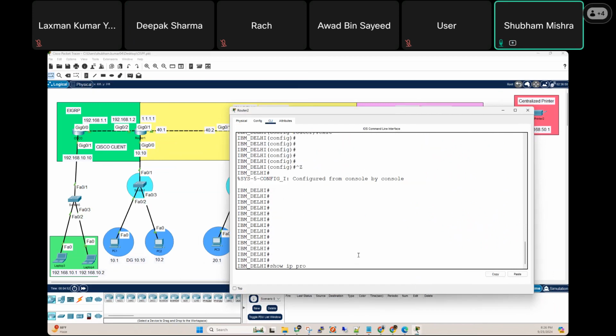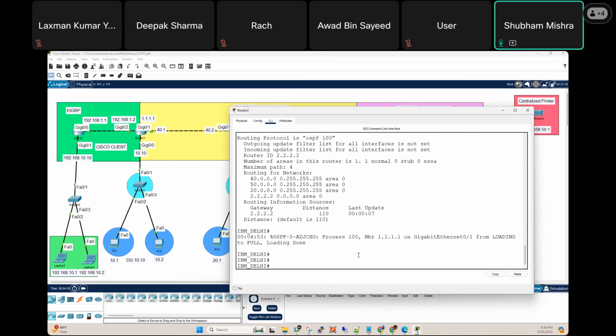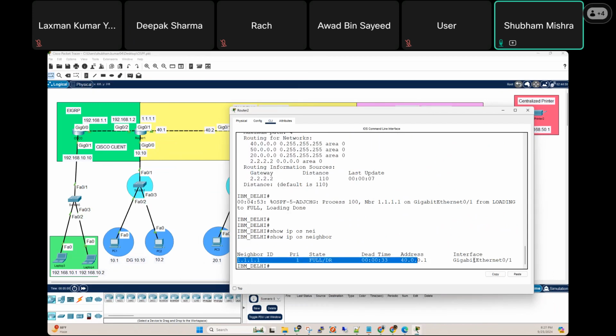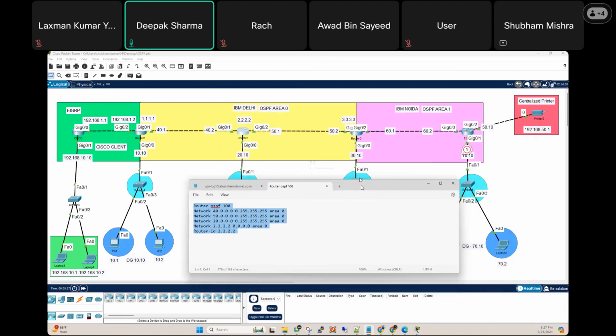So IP protocol, OSPF 100 is there, 40, 50, 20, and 2, and neighborship is also done. Yes or no? Yes. So OSPF neighborship is also formed with R1. I told you, in OSPF we can understand any router by the name of its router ID. So that is the router ID. Done, everyone? Yes or no? Yes.